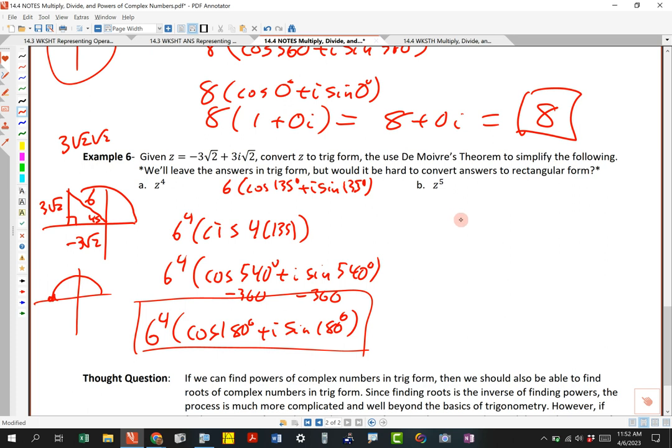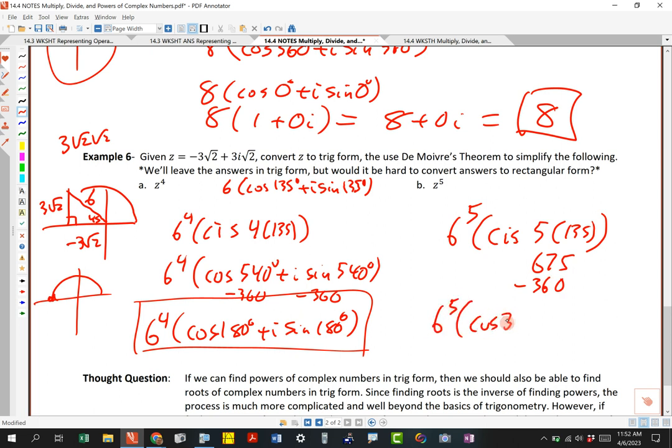Okay, so this one would be 6 to the 5th, and then 5 times 135. What's 5 times 135? 675. We're going to take off at least 360, and we're going to end up with 315. So this is 6 to the 5th cosine 315 plus i sine 315.